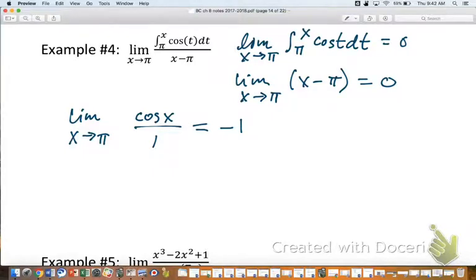Question? If the numerator and denominator were flipped, and it was like 1 over 0, would you just say the limit doesn't exist? Or sorry, 0 over 1. So no, if it was a little different, if it just flipped, like if the integral of x to pi of cosine t dt was on the denominator instead of the numerator, and we went through L'Hopital's rule and everything and you ended up with a 1 over 0, then we'd say the limit doesn't exist.